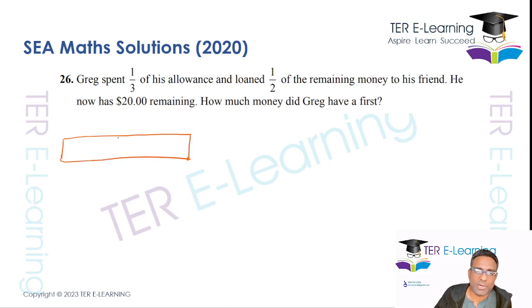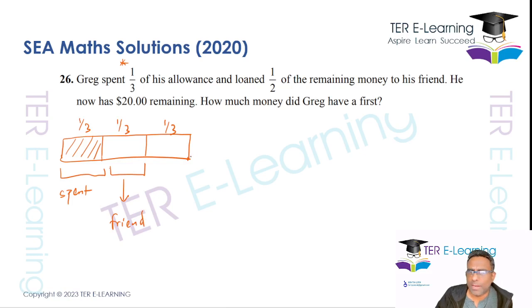We have a box to represent our whole allowance, and they start talking about a third here. So what we can do is break this up into 3 parts. So this is a third, this is a third, and this here is also a third. So he spent 1/3 of his allowance, so therefore this is gone. This is how much he spent. Now, that means that 2/3 of his allowance is what he has left. Now, half of that is given to his friend, so we can say this piece here went to his friend.